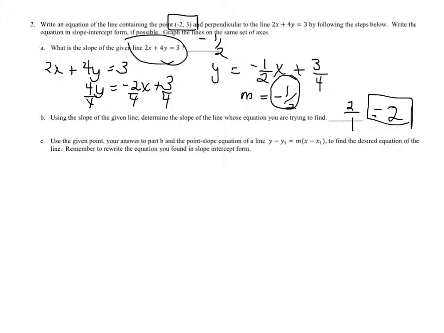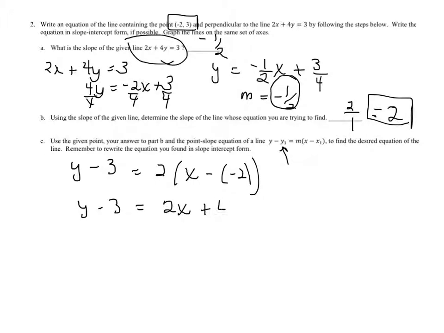Okay. Now we are going to use this given point and the new slope to help us out. So we're going to do y minus 3, because that is the y coordinate of the given point, is equal to 2 times x minus negative 2. So let's clean it up. 2x plus 4, because these turn into positives, and 2 times 2 is 4. Add 3 to both sides, so 2x plus 7.